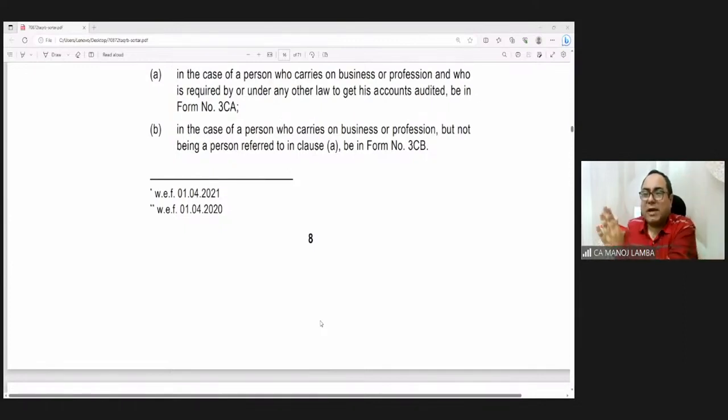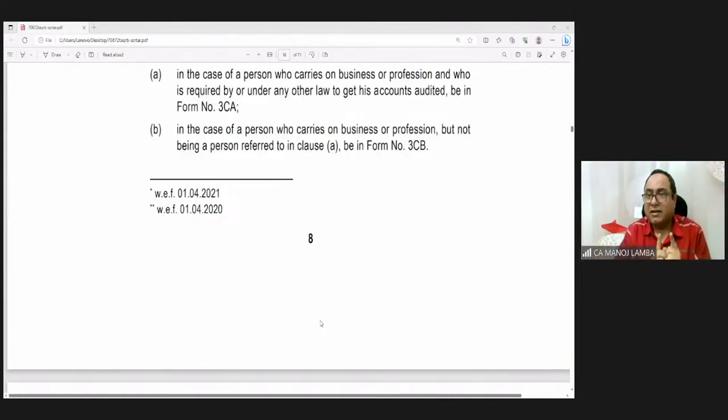3CD is the statement of particulars. We have to verify the particulars. We have to comment on the correctness of the particulars contained in form number 3CD. But our Karam Kshetra, our Karya Bhumi is form 3CB or 3CA only.